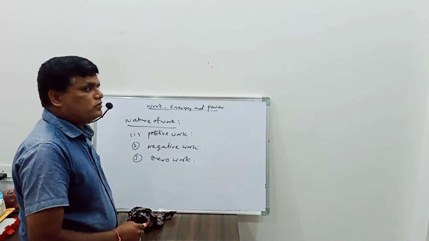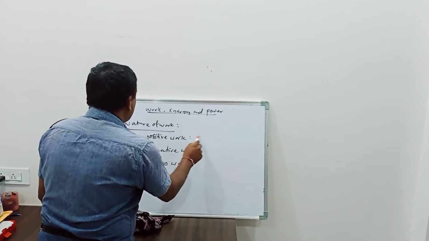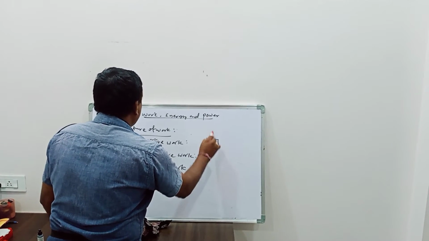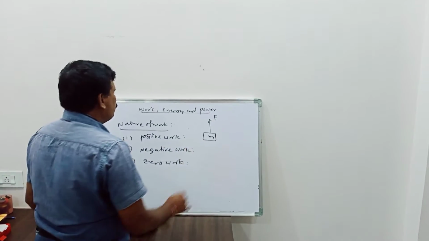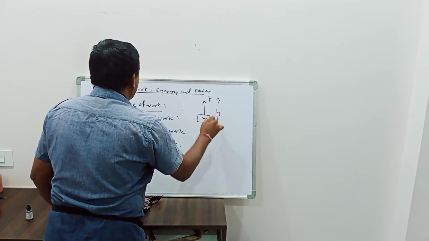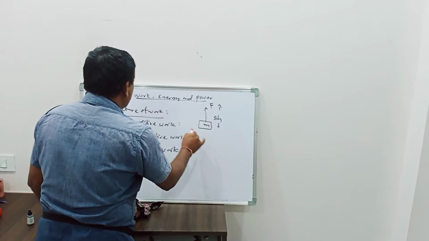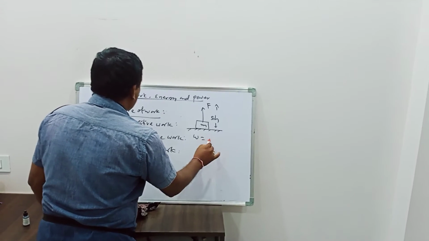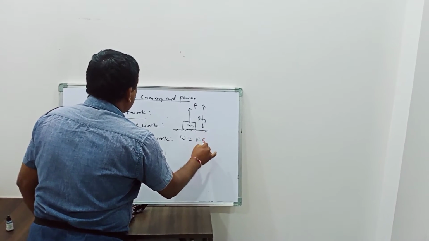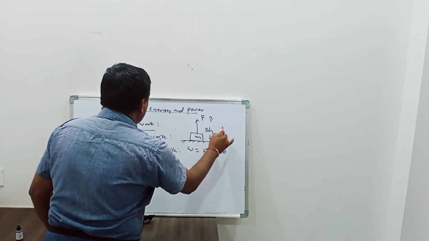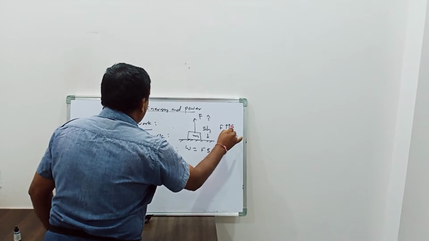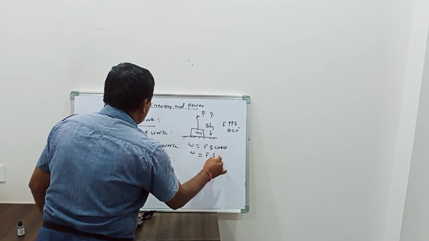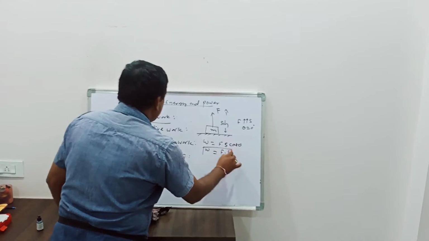First, positive work. What is meant by positive work? For example, a block of mass m is lifted up to a height h. So the displacement of the block is h from the ground. When we lift it up, the work done is positive. According to Fs cos theta, here F and s are both parallel, so the angle between them is 0. Therefore W is equal to Fs cos 0, which is 1. So work done is positive.